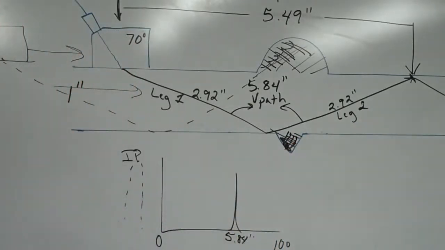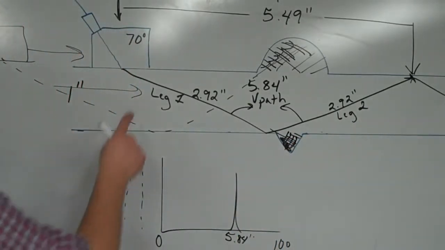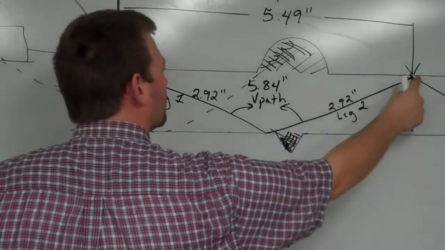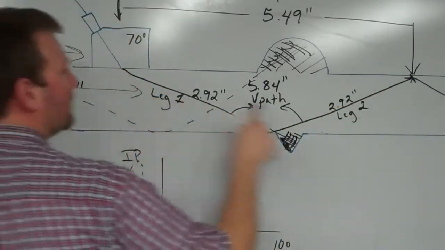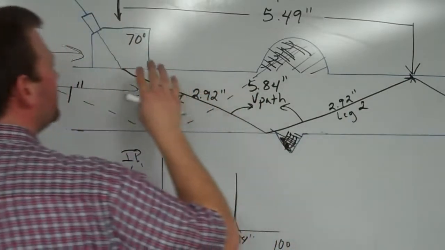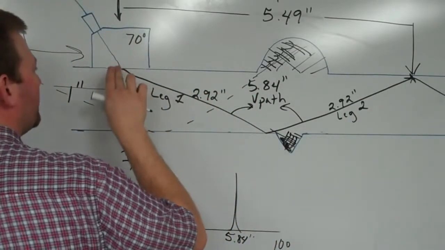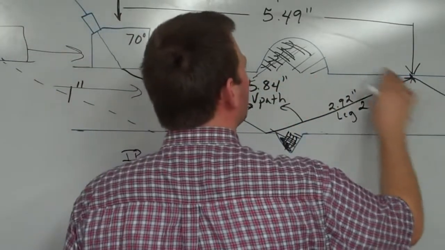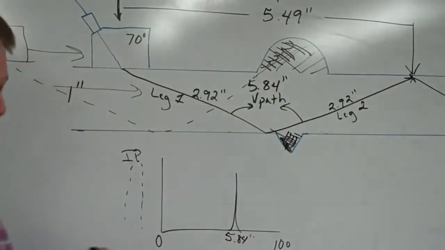So, got it inspected from two sides, but really what we're concerned with is, if we have a V path here, where's the sound entering, where's the sound supposedly exiting? So along the surface, that would be from here, stretched out over to here. In this case, it's going to be 5.49 inches.